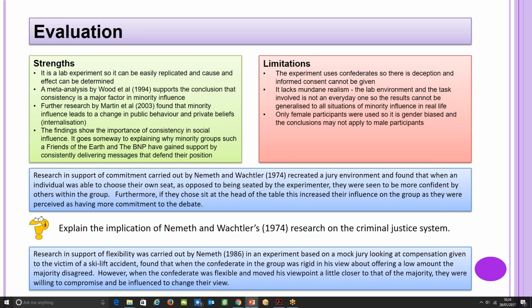So moving on. Research in support of flexibility was carried out by Nemeth in 1986 in an experiment based on a mock jury looking at compensation given to the victim of a ski lift accident. It found that when the confederates in the group were rigid, in their view, about offering a low amount, the majority disagreed. However, when the confederates were flexible and moved, in their viewpoint, a little closer to that of the majority, they were willing to compromise and be influenced to change their view.